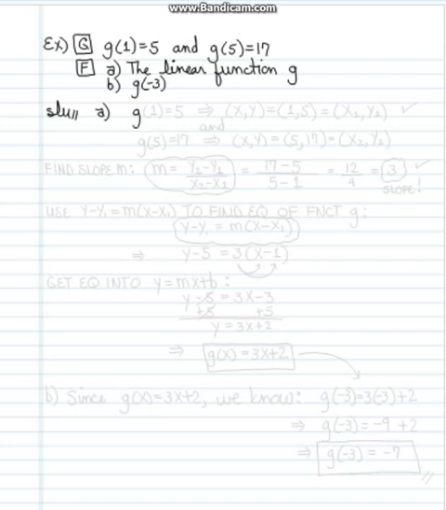the ordered pair g of 1 equals 5, that is an ordered pair. That says that when x is equal to 1, the y partner g is equal to 5. So in other words, they told us that x, y is equal to 1, 5, and when they told us that g of 5 is equal to 17, they've told us that the ordered pair x, y is equal to, when x is equal to 5, y is equal to 17.